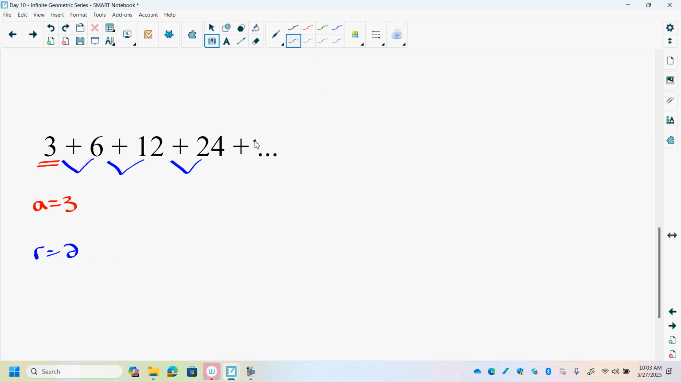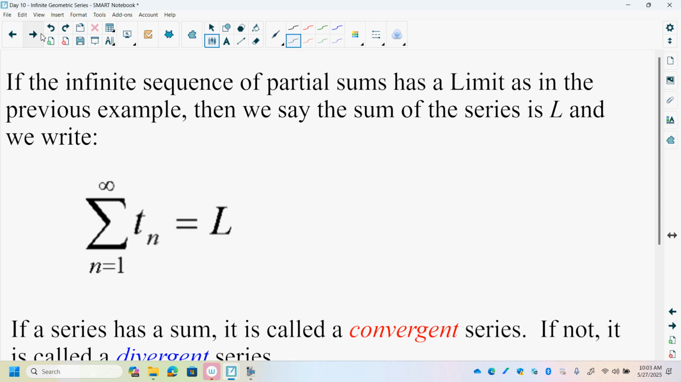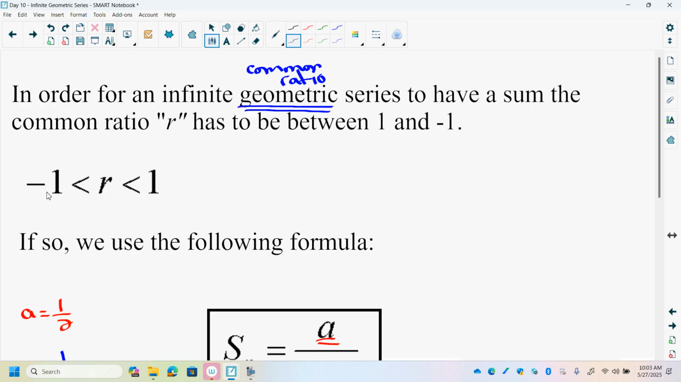Once again, it's infinite. It's not asking for S10 or S12. It wants Sn. But I can say there is no sum, or that it is divergent, because the R value is greater than 1. 2 would not fall, where are we looking here? Between -1 and +1. Fair?